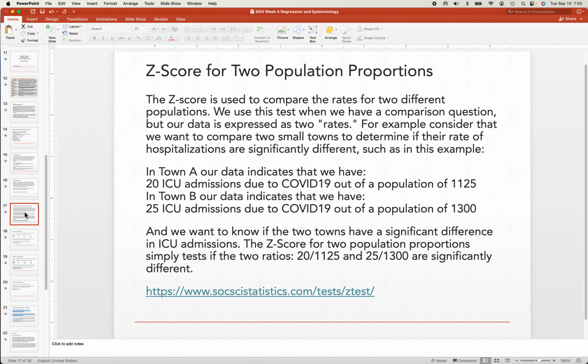The z-score for two populations is a very interesting test for me. In fact, I will come back in another session.